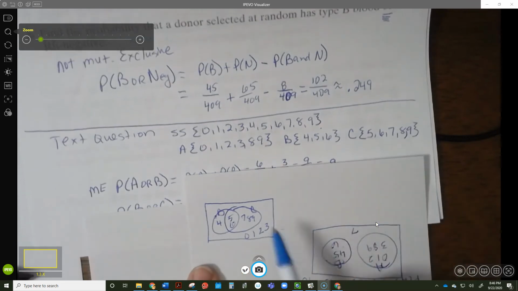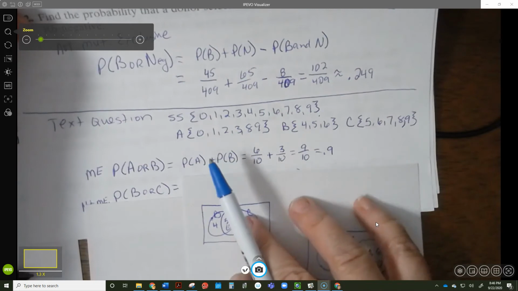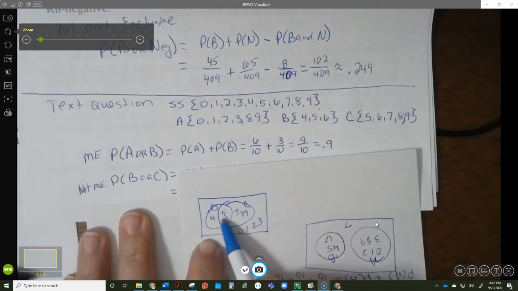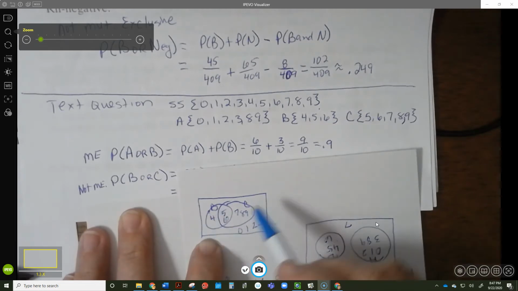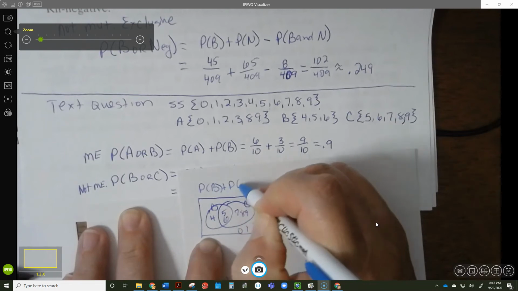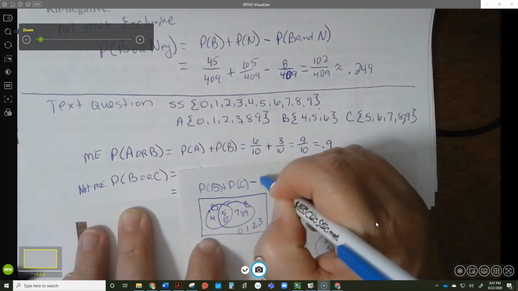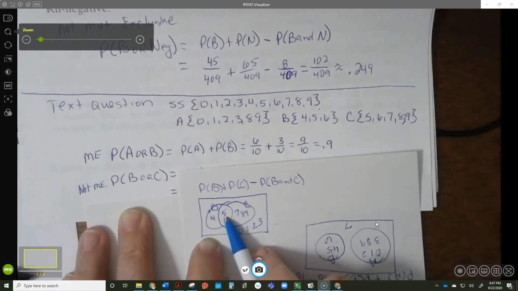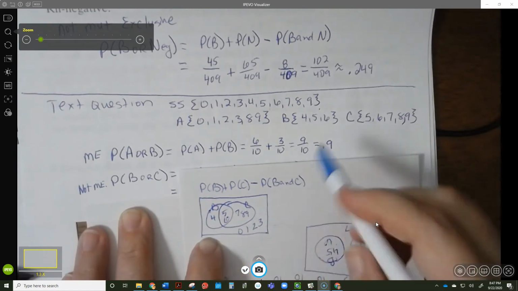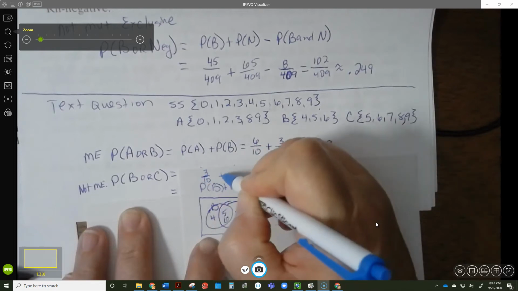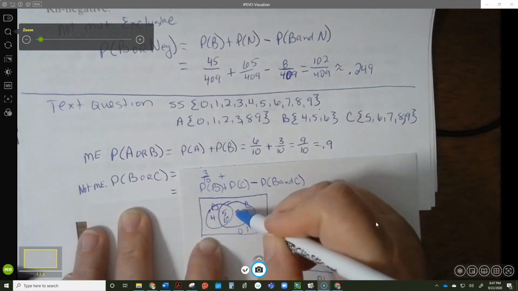Okay, my sample space still has 10 numbers in it, but since this spot right here shares these two numbers, that means I'm going to add the probability of B to the probability of set C, but then I'm going to have to subtract out the probability of B and C. And remember, this group right here is B and C. So how many outcomes are in set B? Remember, we got a sample space of 10. There were 3. How many outcomes were in set C? There were 1, 2, 3, 4, 5.